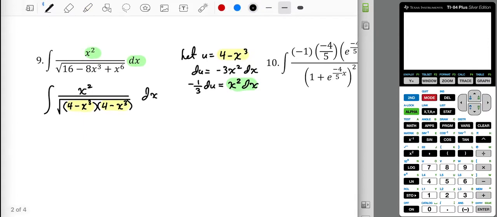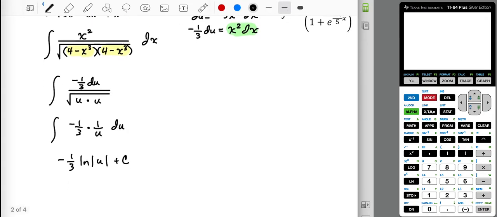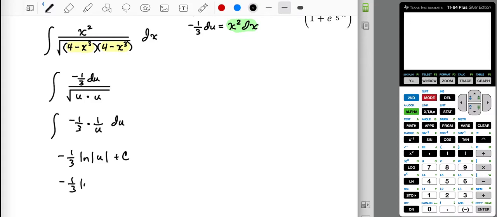Alright, so we're looking at negative 1/3 du over the square root of u times u, which is really just a u. Alright, so the integral of negative 1/3 times 1 over u du is going to give us another natural log. So negative 1/3 ln of u plus c, where the u is 4 minus x cubed. And that would be it.